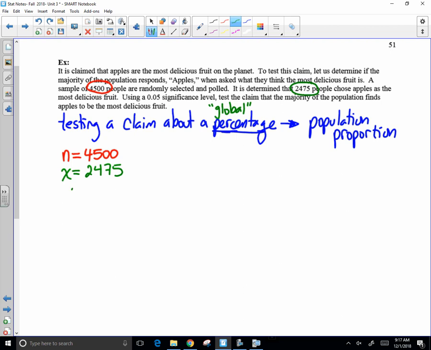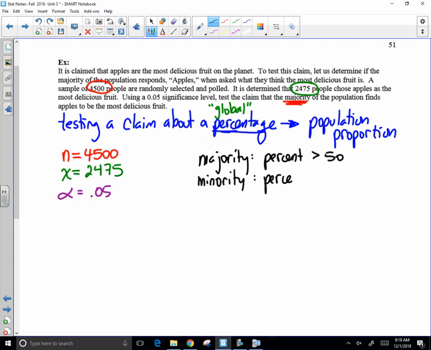All right, our alpha value is 0.05. I can go to a different color on that. All right, so what we need to do is test the claim that the majority of the population likes apples. I'll just say it like that. All right, majority. Mathematically, by definition, it's a percent that's greater than 50. Minority would be a percent less than 50. If you're in the majority, you're more than half. If you're in the minority, you're less than half.